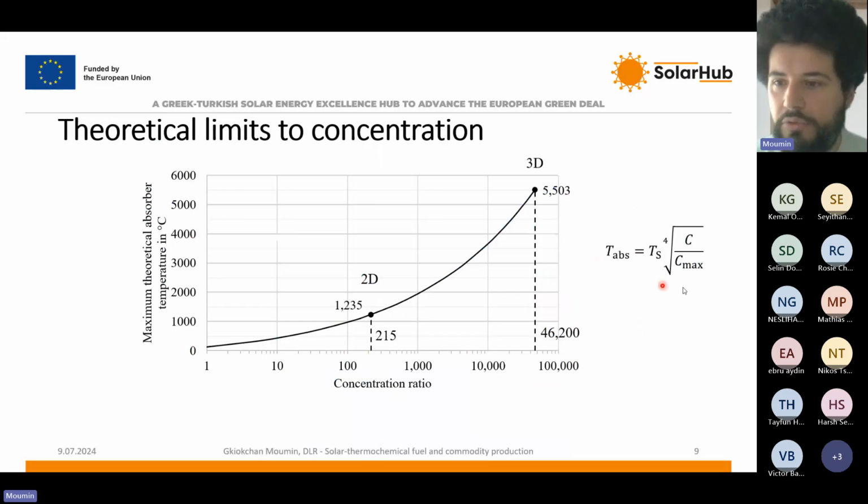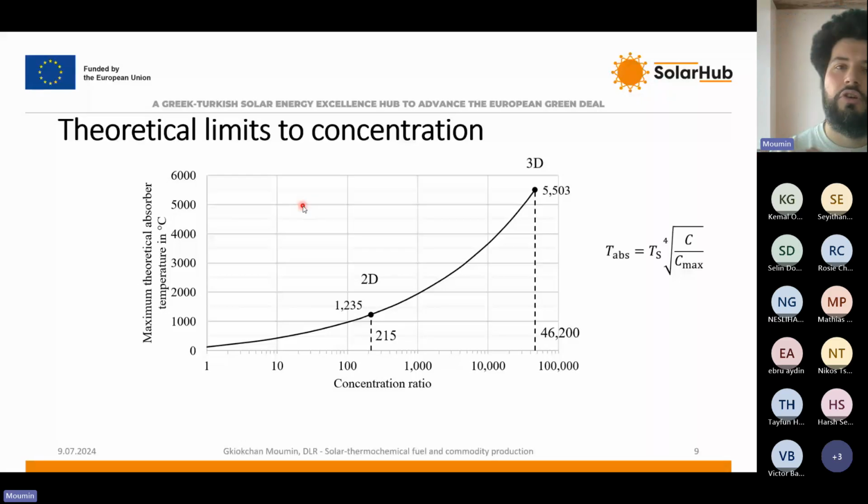Now, how do they correlate though, and how can we estimate this? This is done basically with the equation shown here, where the temperature on the absorber is the temperature of the sun, and then the quadratic root, I guess, of the concentration ratio we calculated. And we can see for three-dimensional concentration and a concentration factor of 46,200, we could reach 5,500 degrees C, which is the surface temperature of the sun.